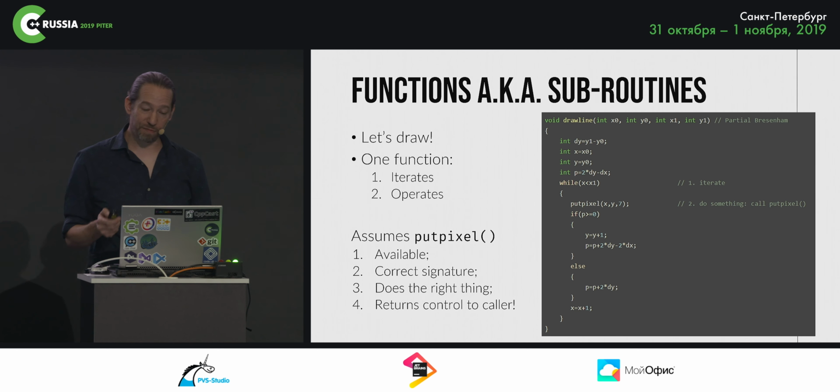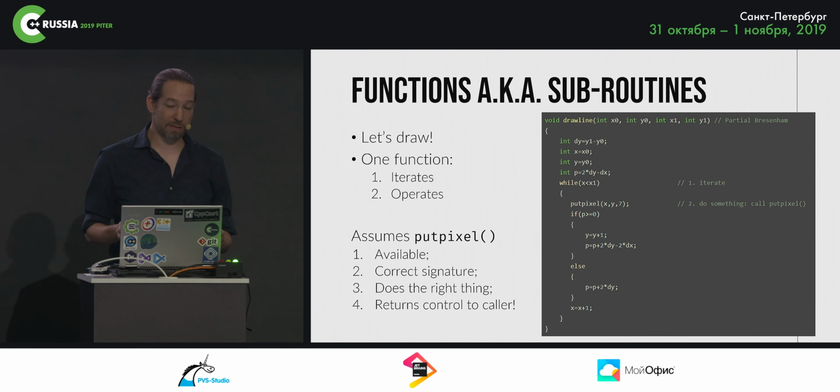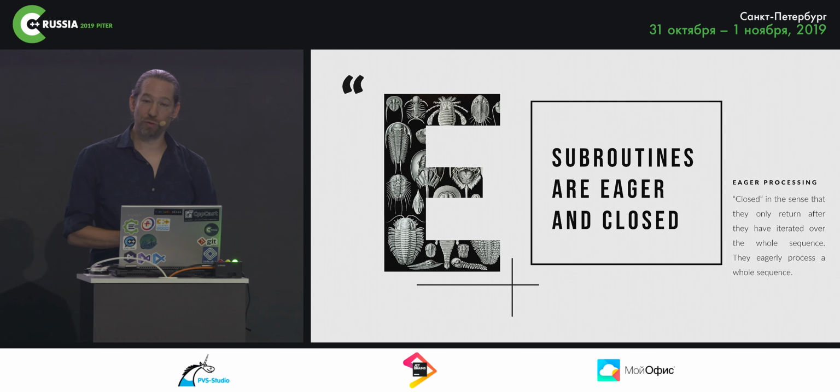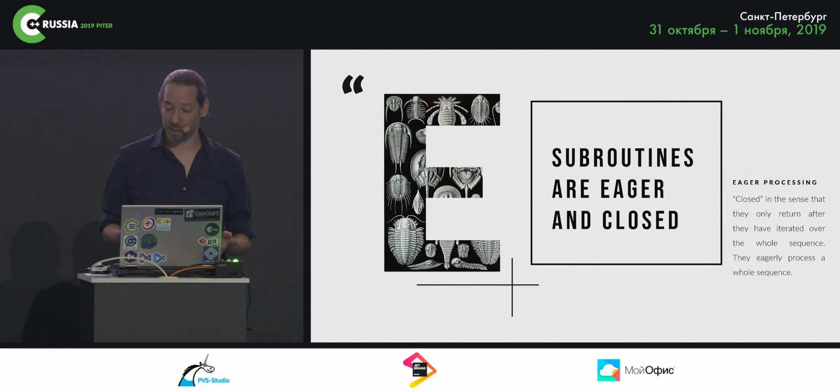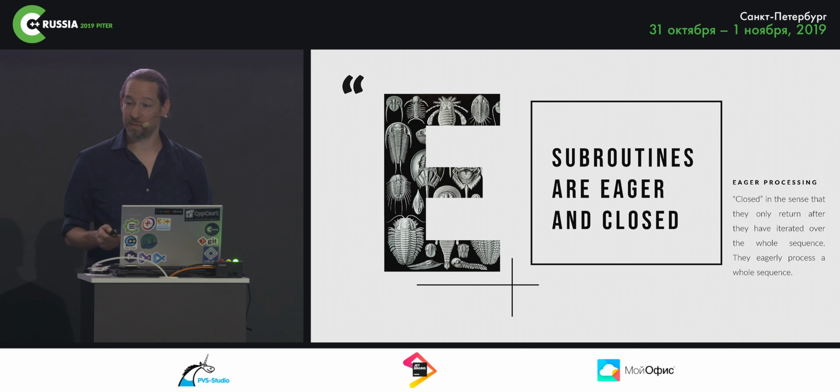So we can see that functions, which are also known as subroutines, have two properties. They're both eager and closed. Eager means that they're eagerly processing the whole sequence before returning, and closed in the sense that they apply some predefined operation on each of the elements of the whole sequence.